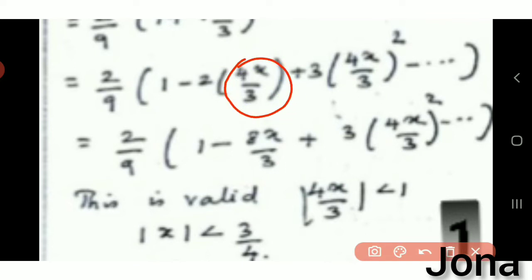So we have 2 by 9 into 1 minus 8x by 3 plus 3 into (4x by 3) the whole square etc. Here this 4x by 3 is in the bracket, isn't it? Instead of x we have this. So this is valid when modulus of 4x by 3 is less than 1. If you cross multiply this, we get the answer: modulus of x less than 3 by 4.